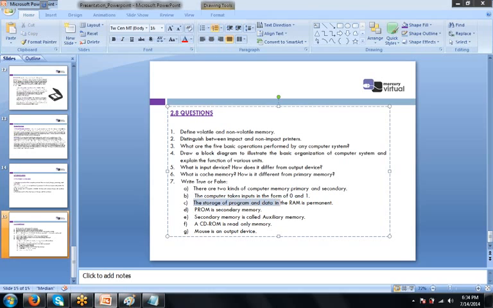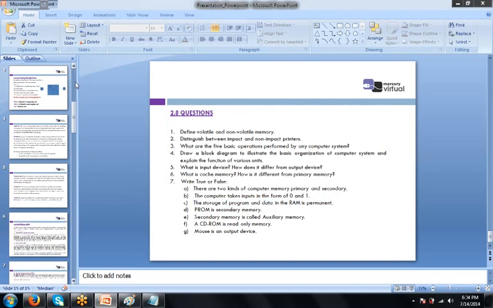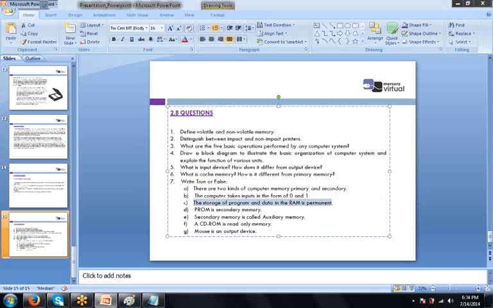The storage of programs and data in the RAM is permanent. As I told you, RAM contains data on a temporary basis. So the answer is false, not correct. PROM is secondary memory. No, this is a category of ROM, so it is a primary memory. The answer is false. Secondary memory is also known as auxiliary memory. Answer is correct. As I told you, another name of secondary memory is auxiliary memory.